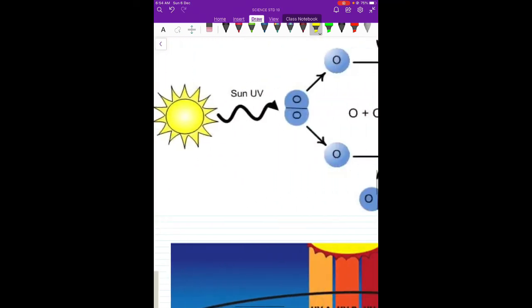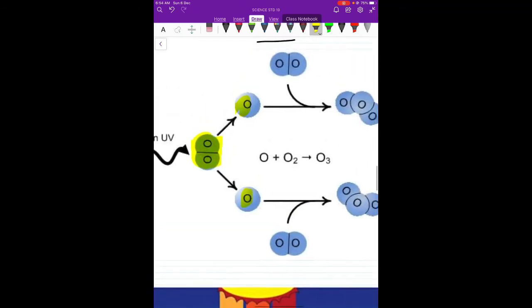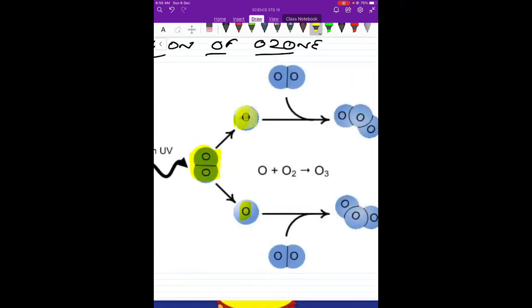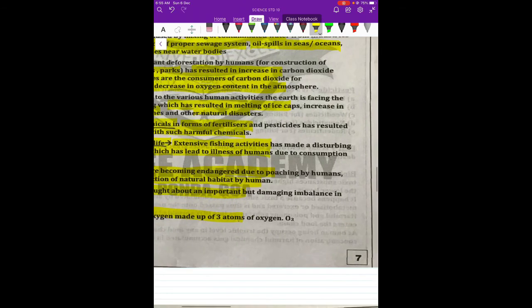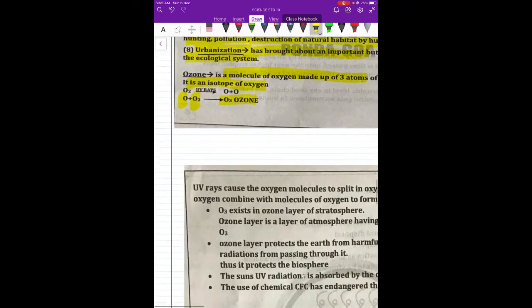Now how is this ozone formed? It is because of the sun's UV radiations that an oxygen molecule is split into 2 oxygen atoms. They are separated, but in nature these separate ones again recombine with the remaining oxygen atoms present in the atmosphere, and that leads to the formation of ozone. So we can see here, this ozone is very important for us because it does very important things.